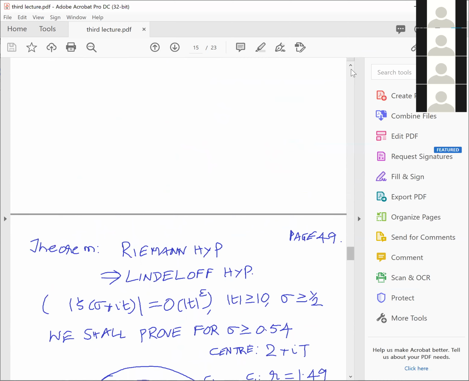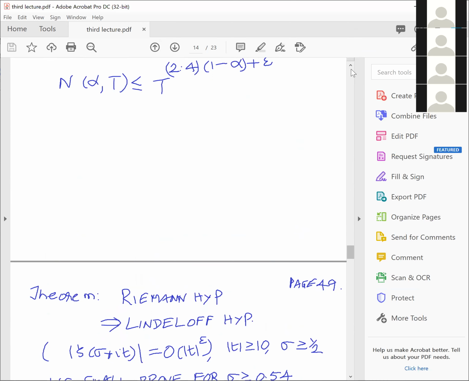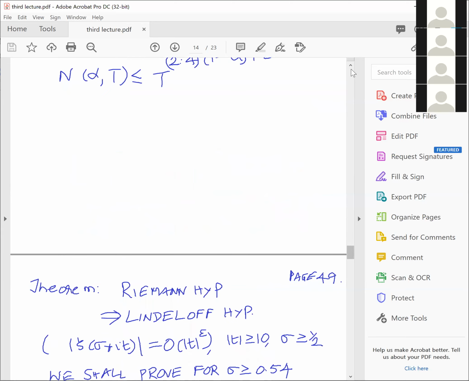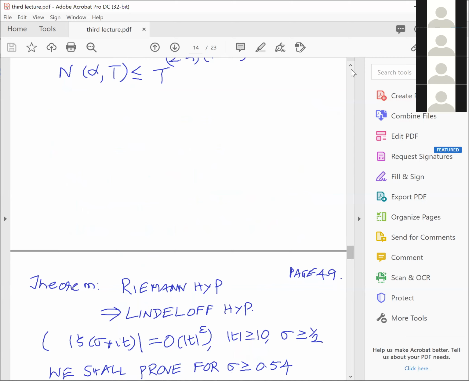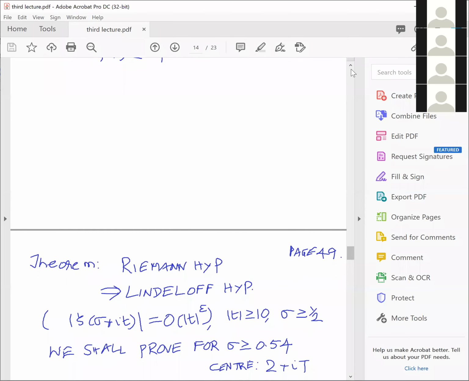And since I have 10 minutes, I will just state one theorem and prove that, and then we will probably close. I don't know how many of you really know the fact that the Riemann hypothesis implies the Lindelof hypothesis. Of course, I will not be needing this result, but I will be needing the ideas behind the proof of this result, and therefore I would like to explain it. Or probably can I do it tomorrow? I think people might be a little tired already.